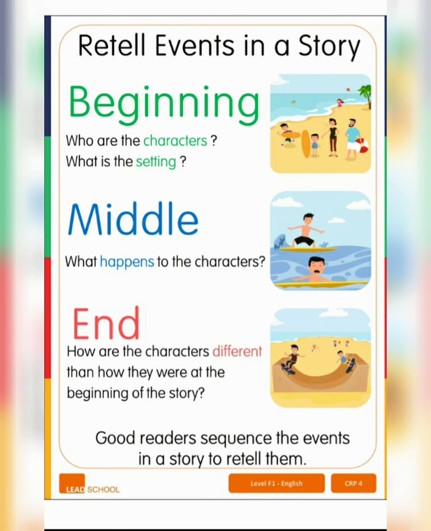Now, in the writing and speaking section, we will learn to retell events in a story. So, whenever we want to retell events of a story, we need to think about three things. First thing, beginning of the story. In the beginning of the story, we will write about the characters. Who are the characters of the story and what is the setting, what is the place.